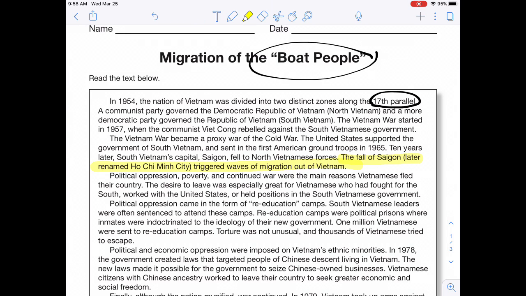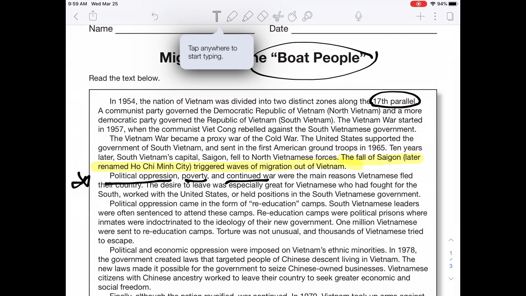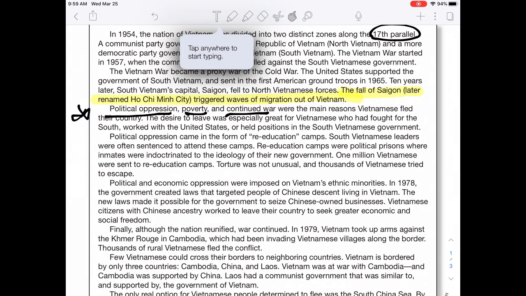There was a lot of migration. Political oppression, poverty, and continued war were the main reasons the Vietnamese fled their country. So there's the consequences. Political oppression for people, poverty, and continued war. So as I read on, I'm going to look at the second paragraph after that that explains what is political oppression. So there's kind of my first detail.